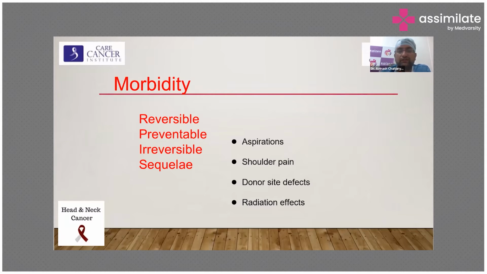So during the surgery, we have some morbidity. I'm not going into the details of each surgery because that is a separate topic altogether. So what we are seeing is the morbidity that can be present with the present treatment options. So the problem is when we do a total glossectomy or a buccal mucosa resection, there is a chance of aspiration because we are doing neck dissection and sometimes reconstruction with the pectoralis major flap.